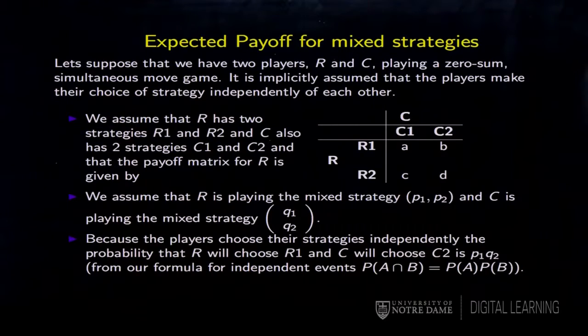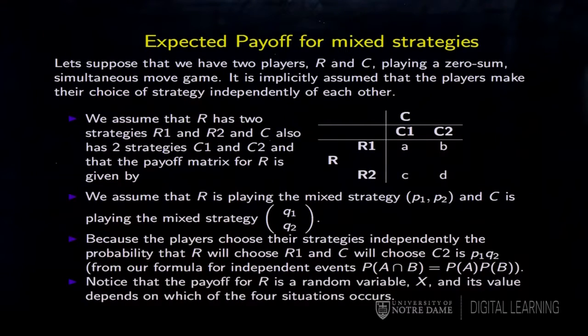Because of this assumption that it's a simultaneous move game and they choose their strategies independently, the probability that R will choose R1 and C will choose C1 is the product of the probabilities that R will choose R1 and C will choose C1. So it's going to be P1 times Q1. And this comes from our old formula for independent events. The probability of A intersection B is the probability of A times the probability of B. And this is exactly the formula which allows us to calculate the expected payoff for R in this situation.